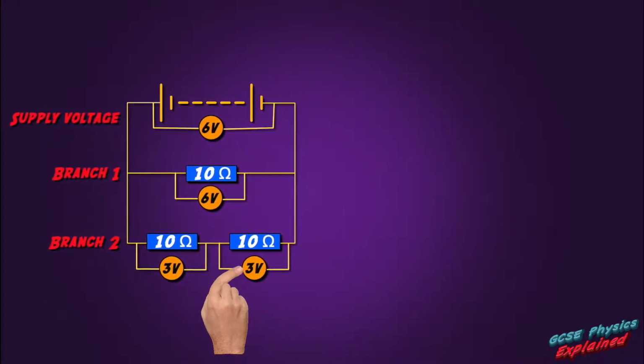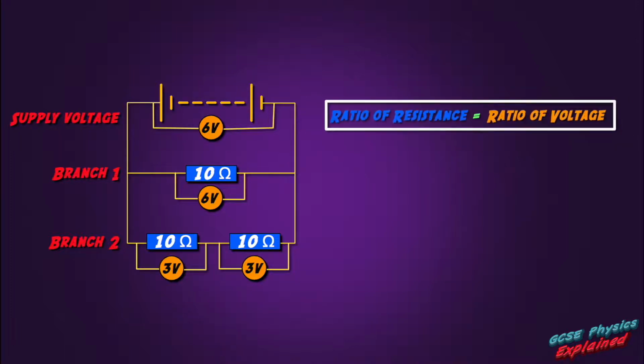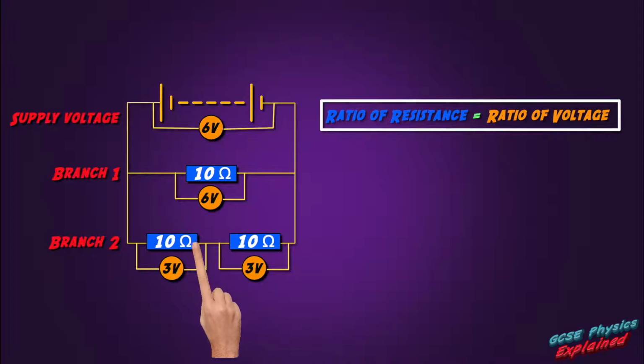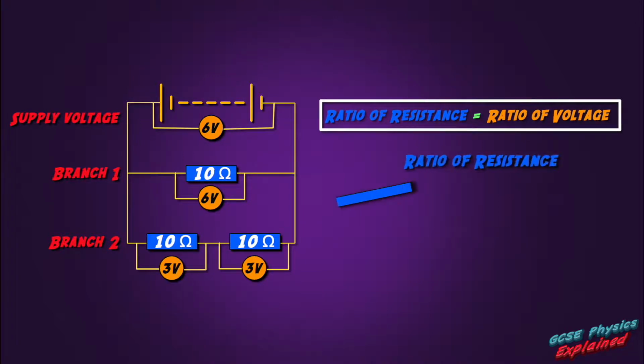How much voltage each component in branch 2 gets can be determined by looking at the resistance of each component, because the ratio of the resistance is equal to the ratio of the voltage. Let's take a closer look at that concept. We can see in branch 2 that both of the resistors have a resistance of 10 ohms. So that's a ratio of 10 ohms to 10 ohms. We can simplify that ratio to 1 to 1.